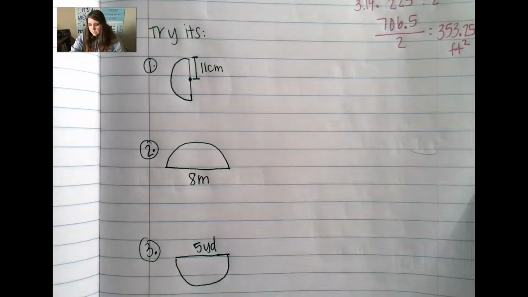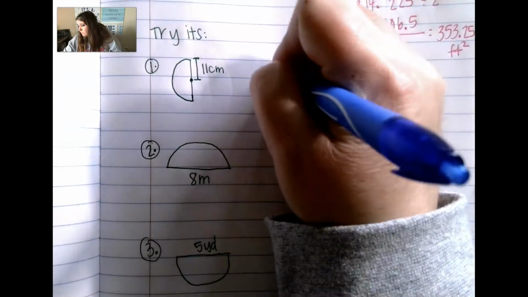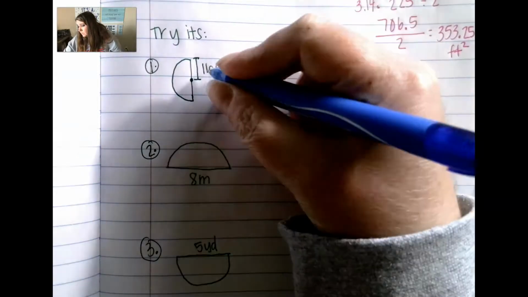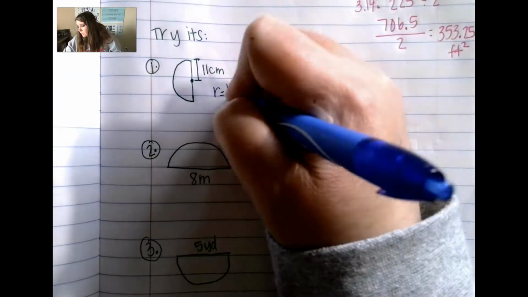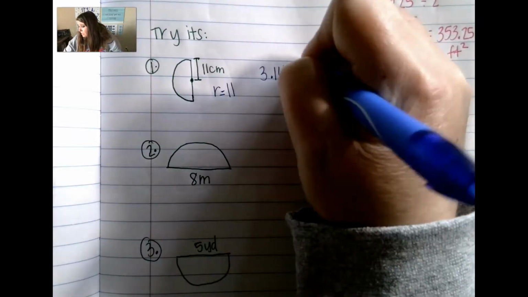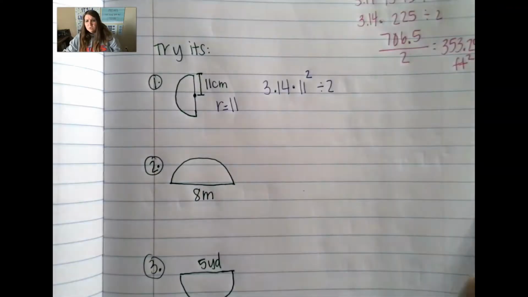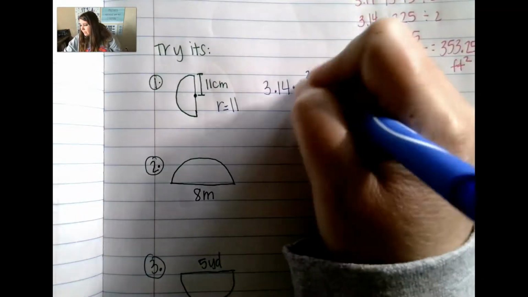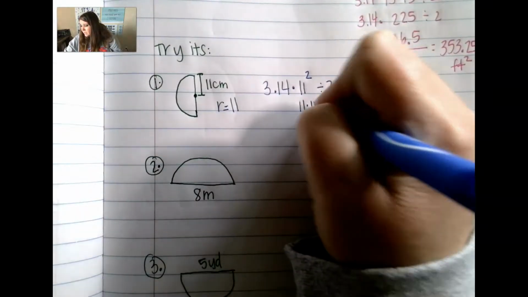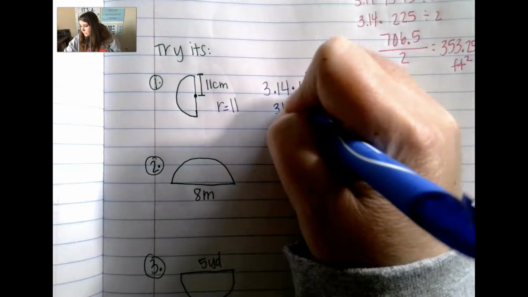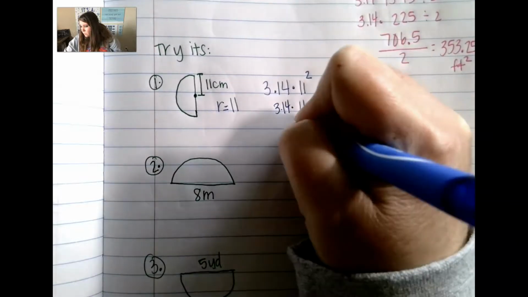Great. So let's check out our first one. Again, we want 3.14 times the radius squared. Well, our radius equals 11, so we already have that. So I'm going to do 3.14 times 11 squared, and then I'm going to cut the whole thing in half. 11 squared is the same thing as 11 times 11. 11 times 11 is 121 times 3.14.